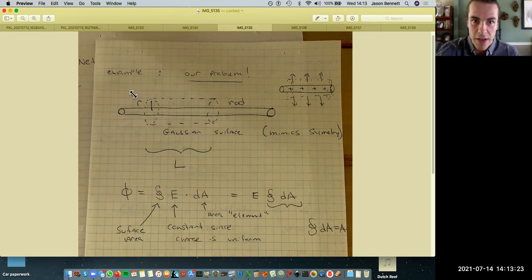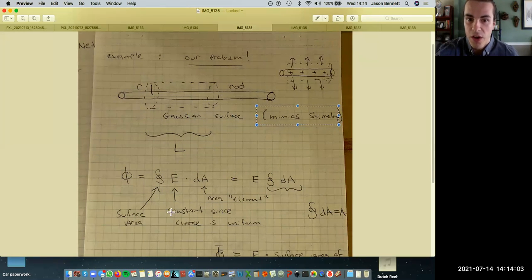Let's just say that my Gaussian surface has a radius of r and a length of L. You'll notice that the reason I chose it to be this shape is based on the symmetry of the problem. I know that my rod is either positively or negatively charged. Either the arrows would be pointing out, or they would be pointing in towards it if it were negatively charged. On each side, here and here, I would have the exact equal number of electric field lines. So that's what I mean by mimicking the symmetry.